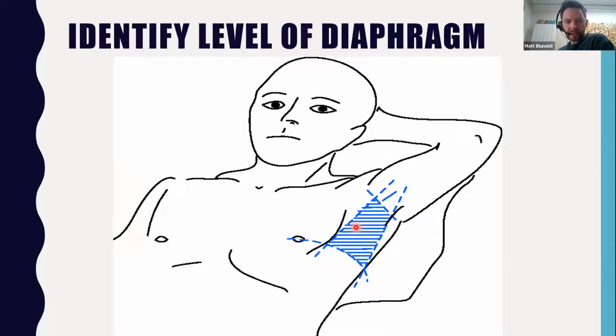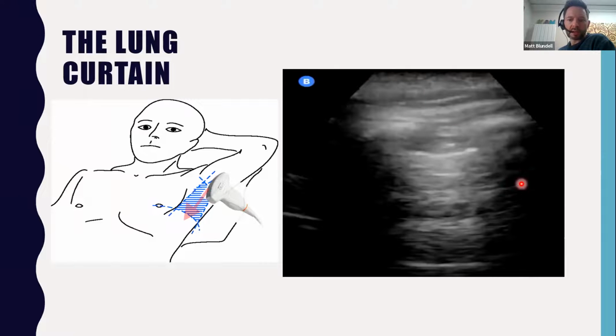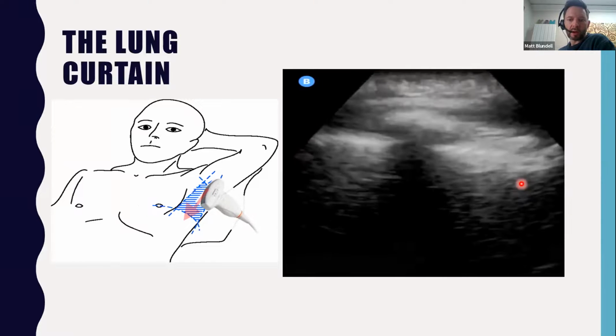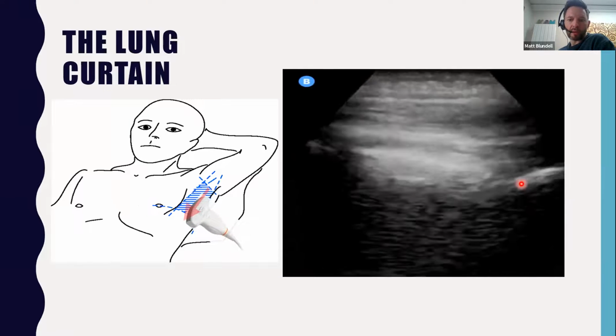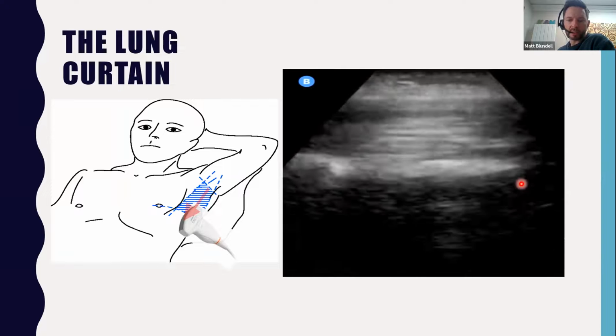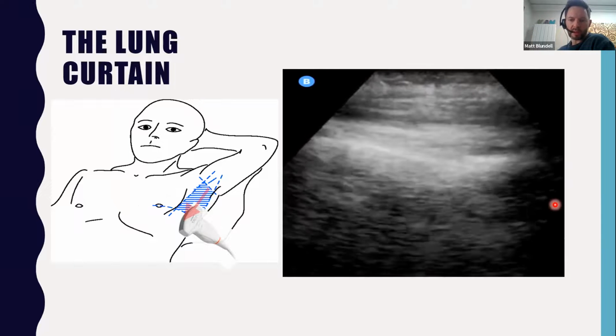So to use ultrasound to identify the level of the diaphragm, you're going to change your probe now to a curvilinear probe, and you're going to slide down in that mid-axillary line from the axilla down towards the level of the diaphragm, like that. And hopefully on the screen, this is what you'll see. So you'll see rib, pleural line, rib, pleural line, rib, pleural line, and then you'll get to something called the lung curtain. So as I said, the lung curtain looks very much like the lung point.